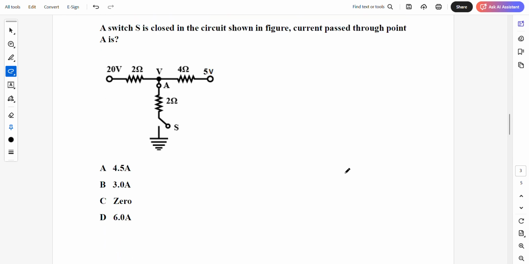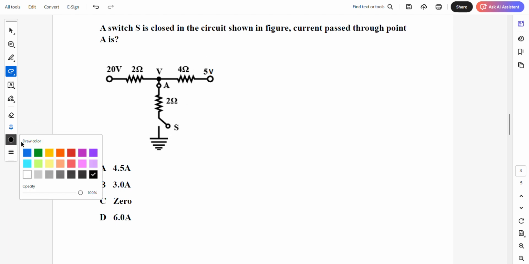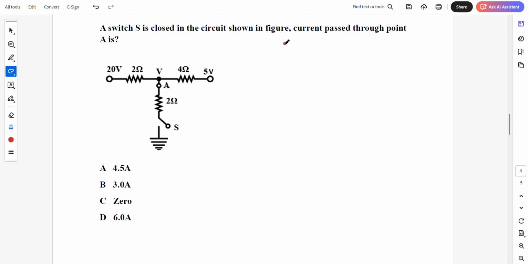Now in this problem, what is it asking? Switch S is closed. This is based on the junction law. Now it will look like this.